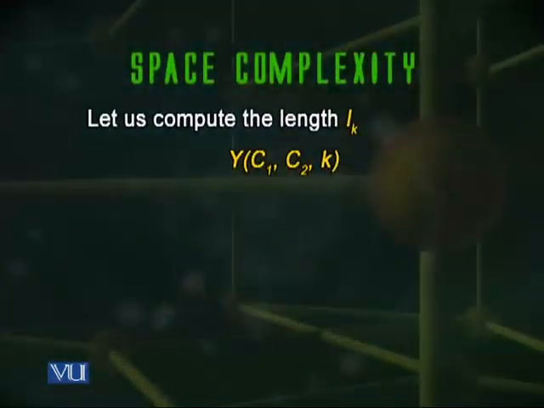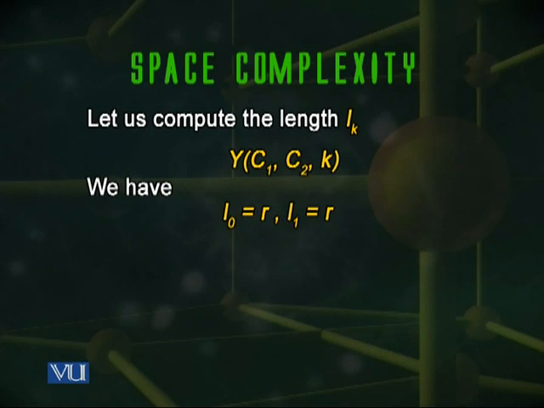Let's compute the length L sub k. We can write down a recursion for this L sub k under these assumptions. What we have is L sub 0 is r. That's what we have assumed: when we write down k equals 0, these are r, and L sub 1 is r. And then we have the recursion L of k is equal to 2 times L of k over 2 plus, let's say, order 1. Of course, writing down a configuration requires more than order 1.